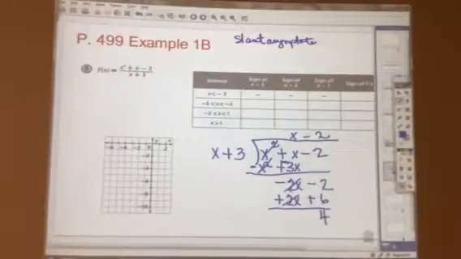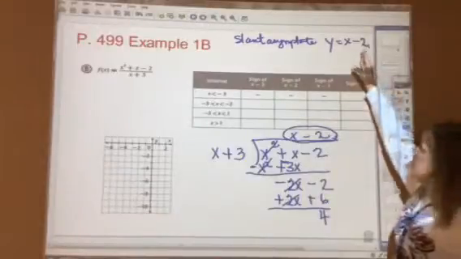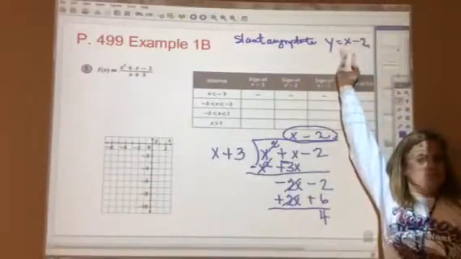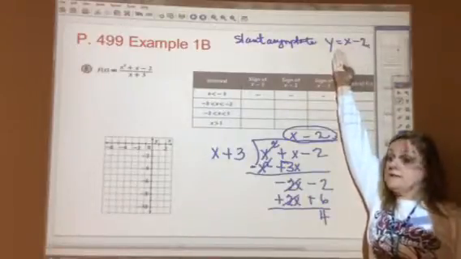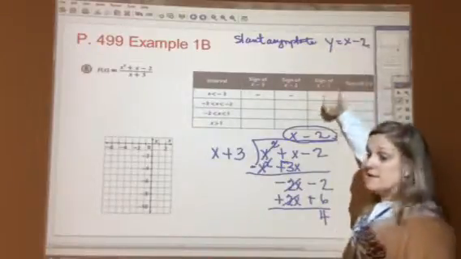So what I'm looking for is my quotient. My quotient is going to be my slant asymptote, period. So y equals x minus 2. Y equals x minus 2 makes a straight line. And your slant asymptote will be a line. So y equals x minus 2.